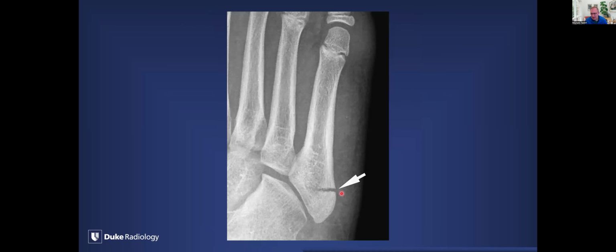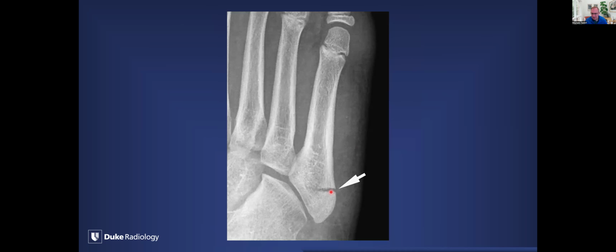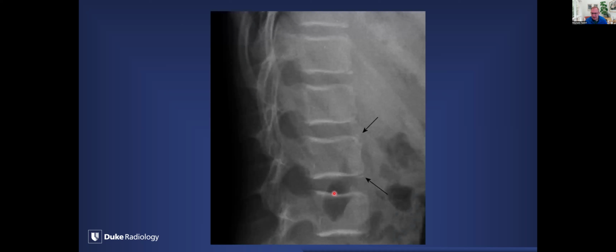And then here's that Jones fracture, right? So typically the secondary ossification center is vertically oriented. When it's transversely oriented, that's when we start worrying about a fracture. We also have these secondary ossification centers about the anterior superior and anterior inferior vertebral body end plates. So normal developmental variants.